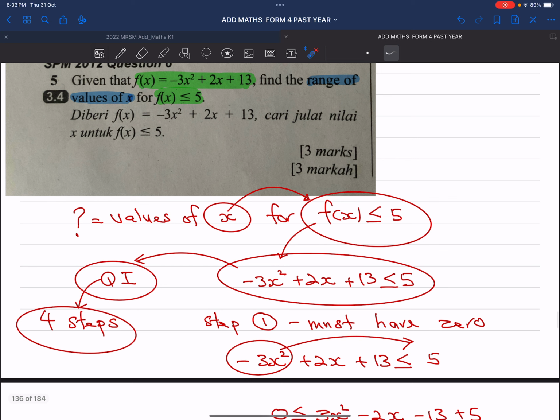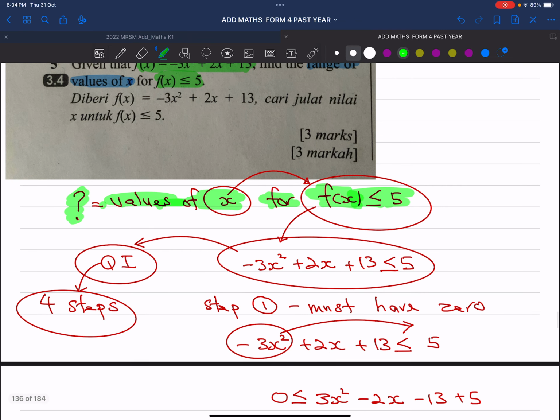As usual, we start from what they ask. They are asking, find the values of x for f(x) less than or equal to 5. Okay? So we start from f(x) less than or equal to 5, and that f(x) is negative 3x squared plus 2x plus 13. I just copy back on the right hand side, less than or equal to 5.